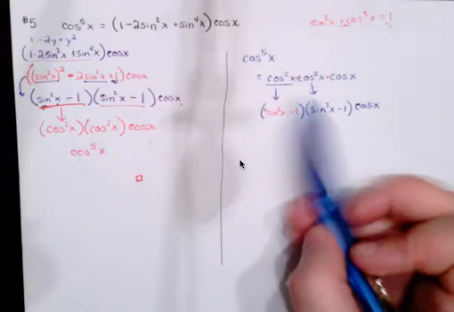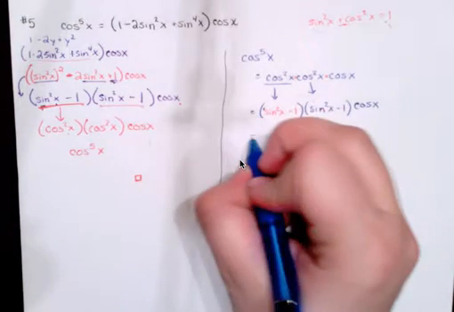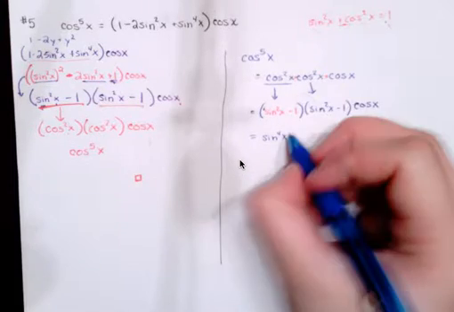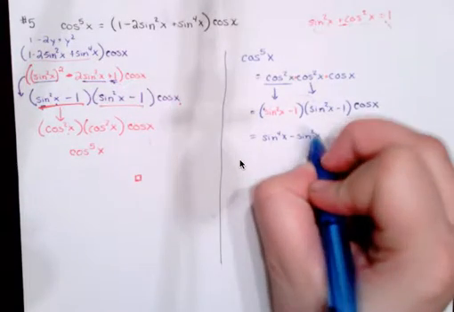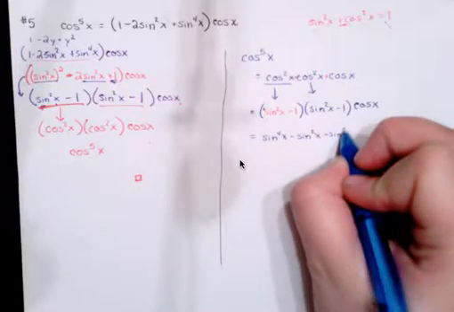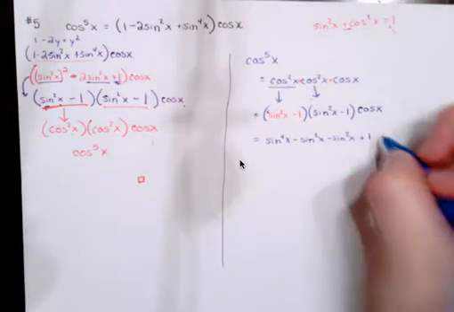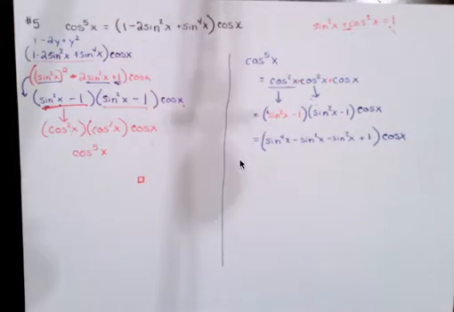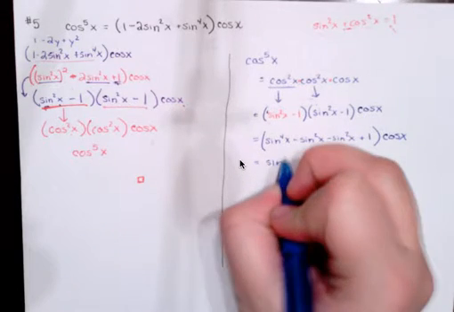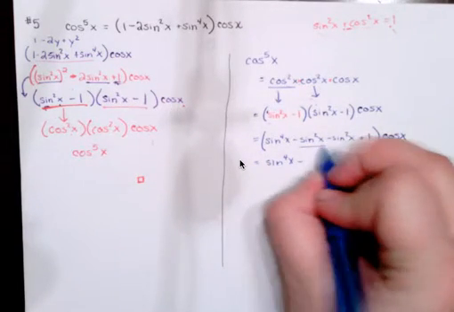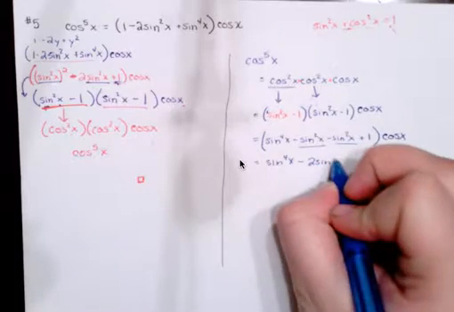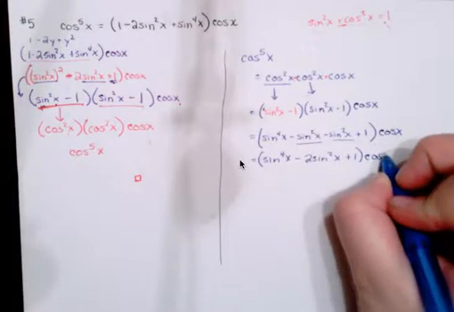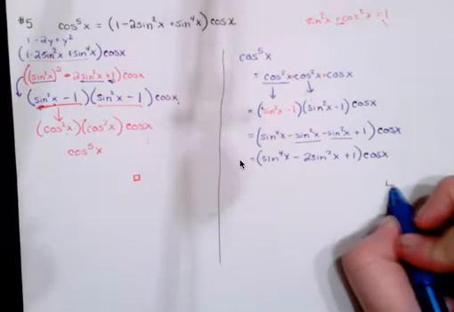Then, gotta just FOIL them out. So, sine squared times sine squared is sine to the 4th. Then I get minus sine squared minus sine squared. Negative and negative make plus 1. So I FOILed that, and then I still have this cosine x outside. Then I just simplify. I got 2 of these. And then plus 1. And then I got to where I needed to be. So that would be the end of that proof.